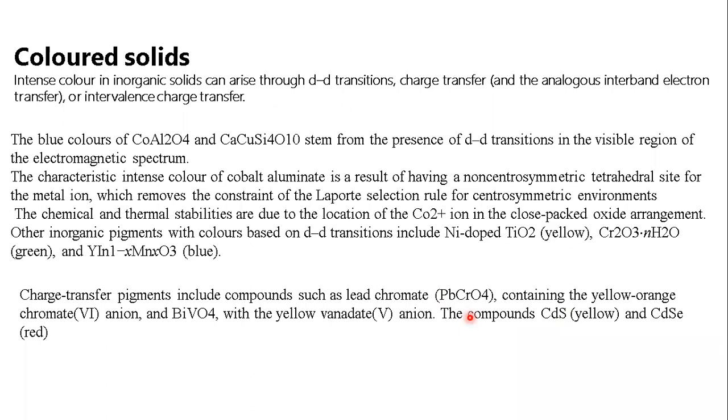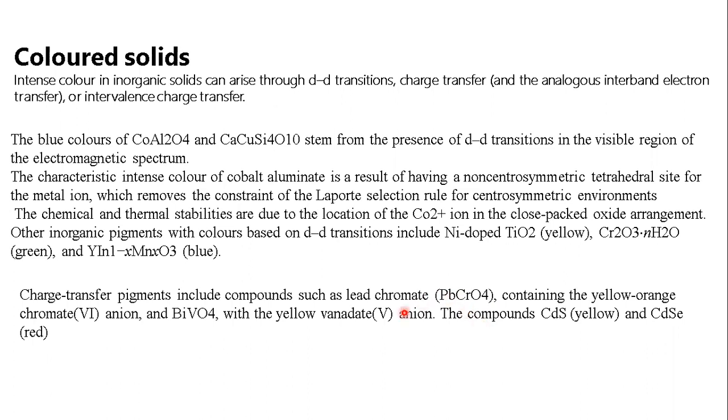Okay, this is ligand to metal charge transfer. You know that there are two types: one is ligand to metal charge transfer, one is metal to ligand charge transfer. So when you have oxides, sulfides, selenides, here your transition is ligand to metal, because the ligand has a fully filled orbital, low lying. Low lying means low energy level, lower than the d orbitals of the transition metal.